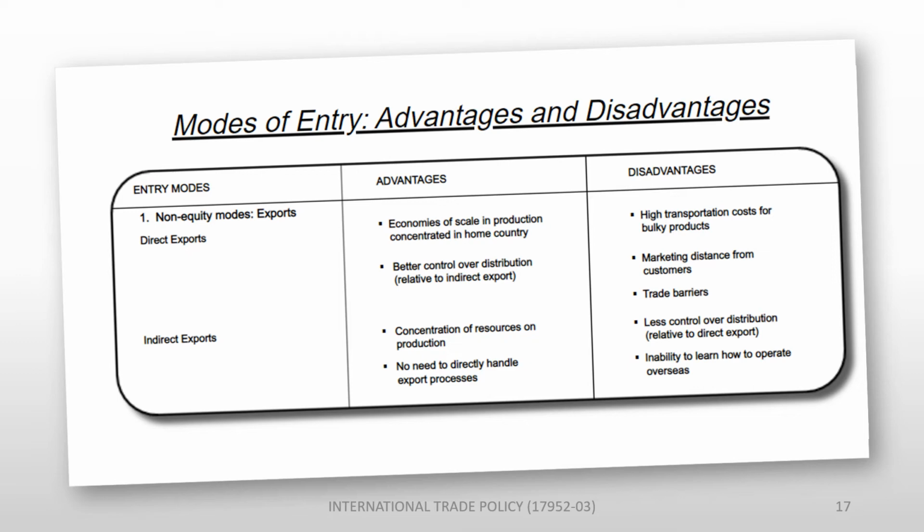For indirect export, you are going to concentrate resources on production because a broker or an agent or a representative is going to sell the products for you. So no need to directly handle export processes. However, the disadvantages are less control over distribution and inability to learn how to operate overseas, because someone is doing that for you.